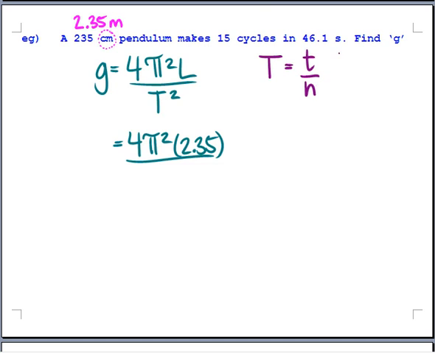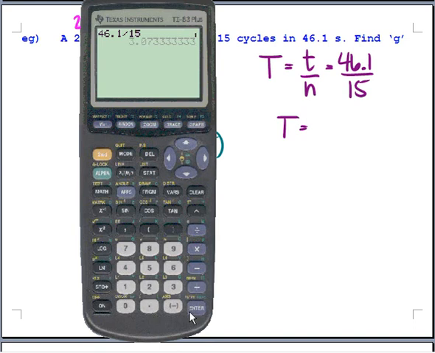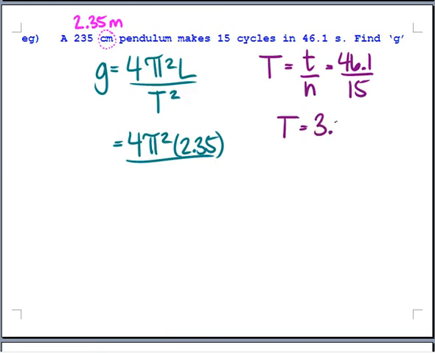So we can plug in the information that we've got in this question. You probably could have figured it out without going to the formula sheet as well. I have no doubt you guys are smart. So this is 46.1 seconds to complete 15 cycles. If we divide those two values, that's going to give us the time to complete one cycle. I have no idea what that is. Let's try it out. 46.1 divided by 15. There you go, 3.07 and a bunch of threes. I'm going to pull some extra sig figs here just so I don't end up with rounding issues. So that's the period, the amount of time for one cycle.